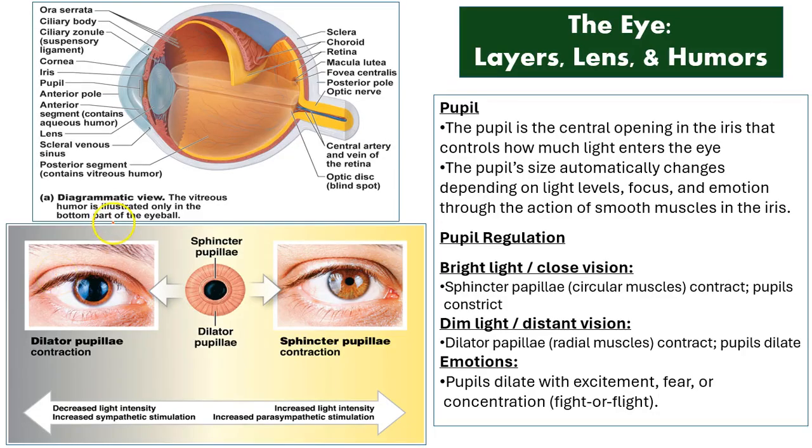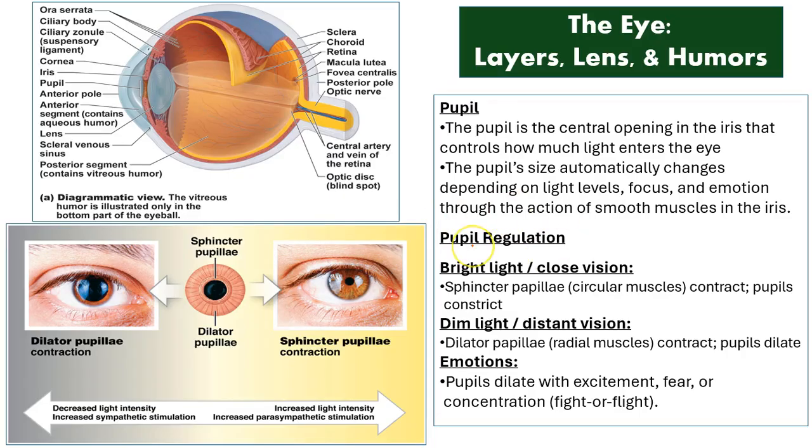So let's go ahead and talk about the pupil. This is the central opening in the iris. As you can see, here is our iris, the pigmented portion, and here's our pupil. Of course, when your pupil is dilated, it's hard to see all the color of the iris. But when it is constricted, then of course you can see more of the actual iris color. And so the size of the pupil is going to change depending on the light levels or the focus, or even, guess what, emotions that you're going through as well.